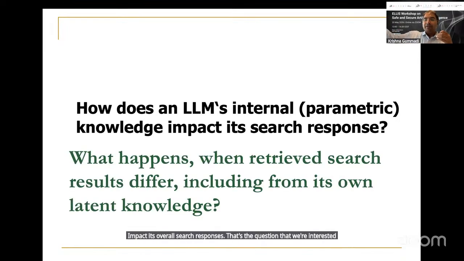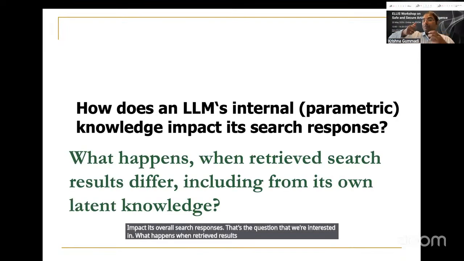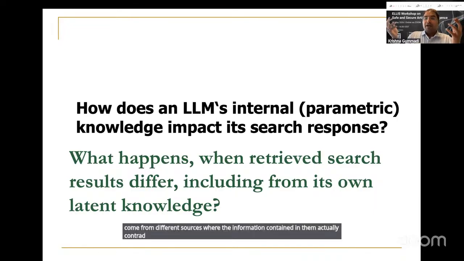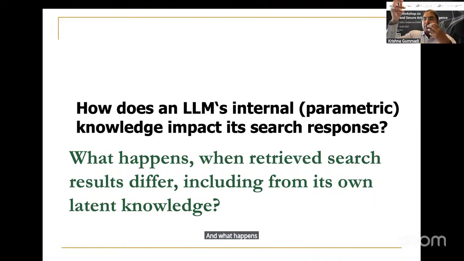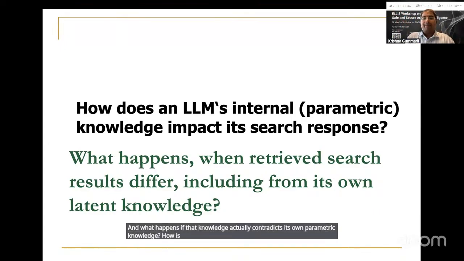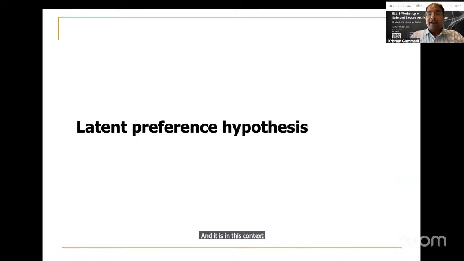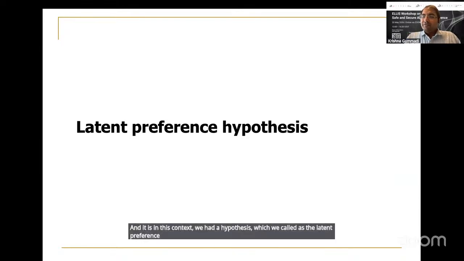What happens when retrieved results come from different sources where the information contained in them actually contradicts each other? And what happens if that knowledge actually contradicts its own parametric knowledge? How is all this fusion happening? And this is an example of a scenario where I think we have LLMs exhibiting some form of agency. And it is in this context that we had a hypothesis, which we called the latent preference hypothesis. And it's a very simple hypothesis.